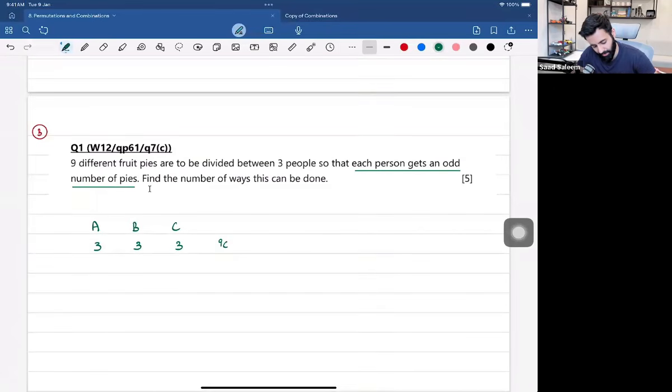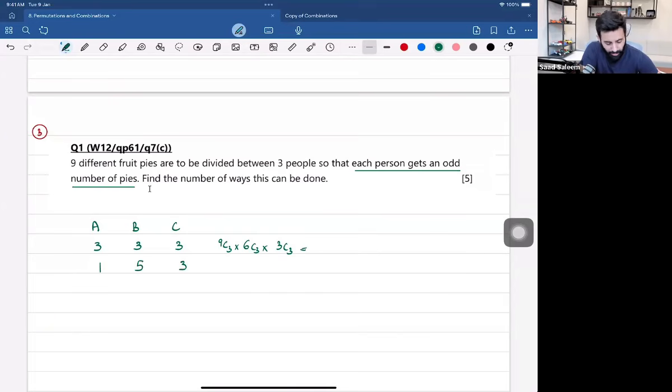This can be done 9C3 because you have 9 pies. So you first take 3 out, and then from the remaining 6, you take another 3. And then from the remaining 3, you take the final 3, whatever that is equal to. Okay. Any other possibility that you can think of? Any other possibility where each person gets an odd number of pies? 153. Okay. Now here's the thing.